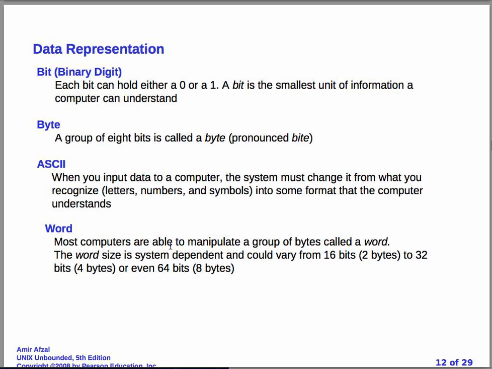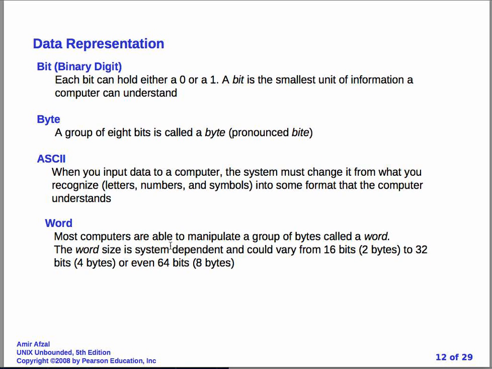Finally, I want to end with a few terms about how data is represented. The simplest possible way to represent data is a single bit. A bit can hold either a 0 or a 1. That's the tiniest unit of information that a computer can understand. You put 8 of these bits together and you have what's called a byte, pronounced B-I-T-E, but it's spelled B-Y-T-E. And if you're not sure what a byte means, definitely ask me or look it up online.